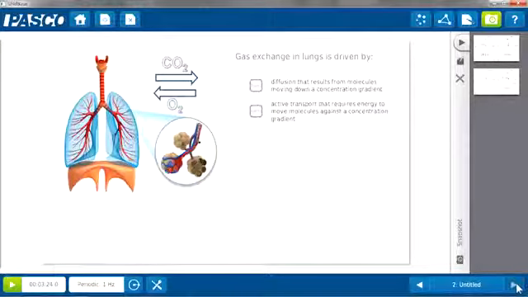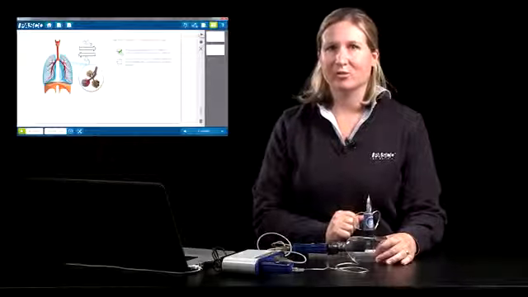And in SparkView 2.0, I made an active assessment item that will show the students whether or not their conclusion of diffusion or active transport was correct.